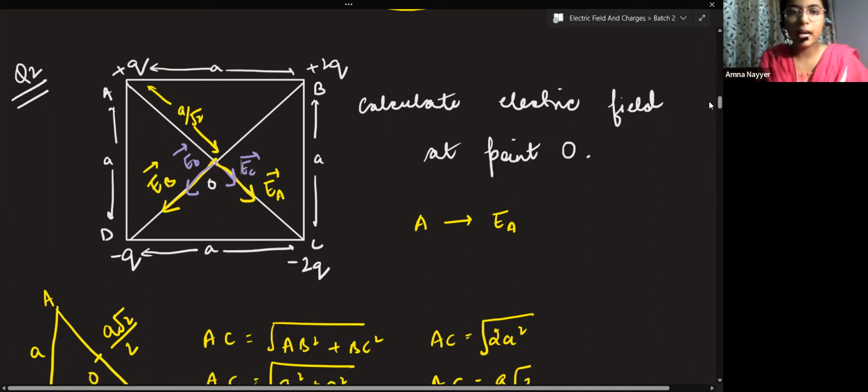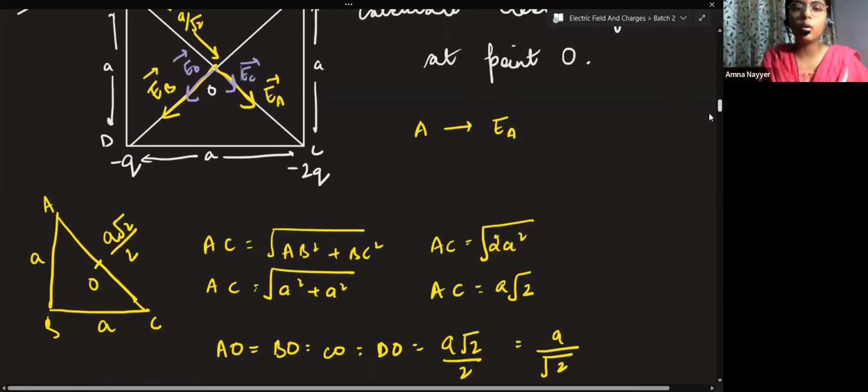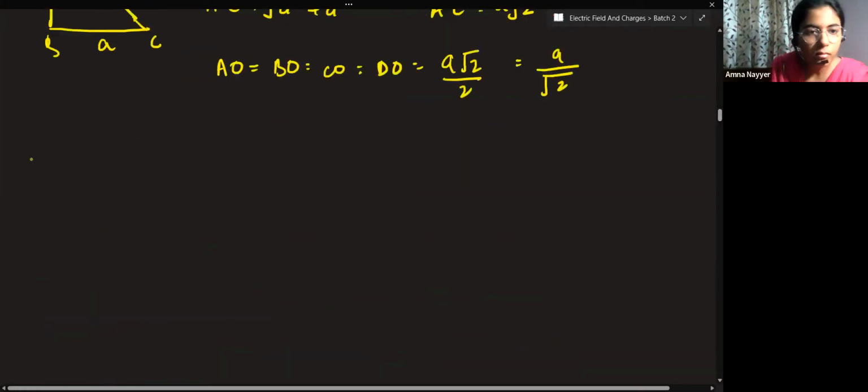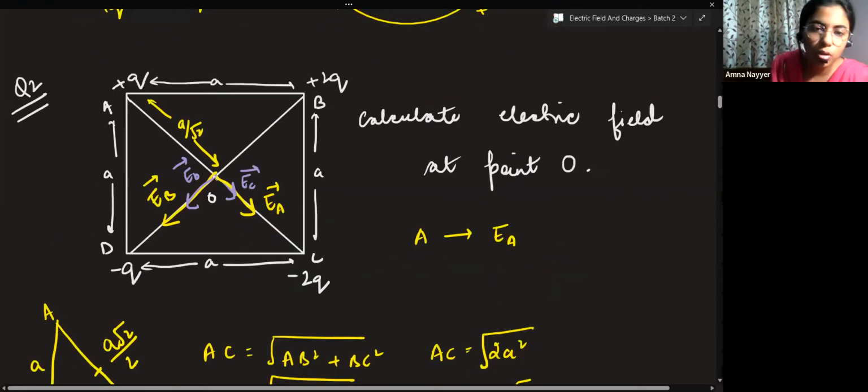Now let us calculate EA, EB, EC, ED. Let us see what all these are. Regarding EA, look at the point O. You have to calculate EA. EA means the electric field at A. The constant will be K. What is the charge?